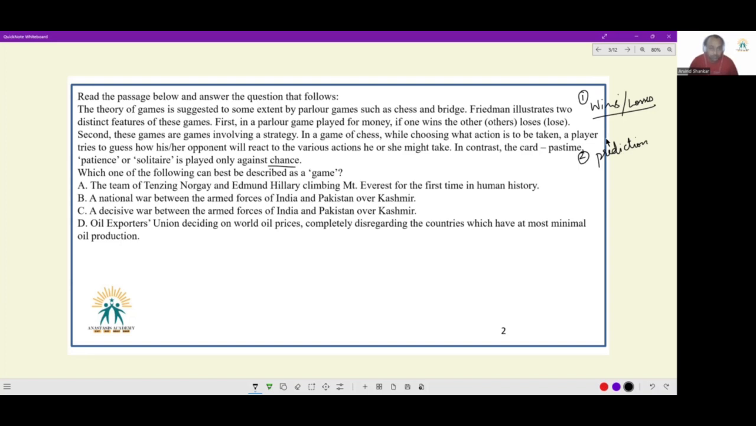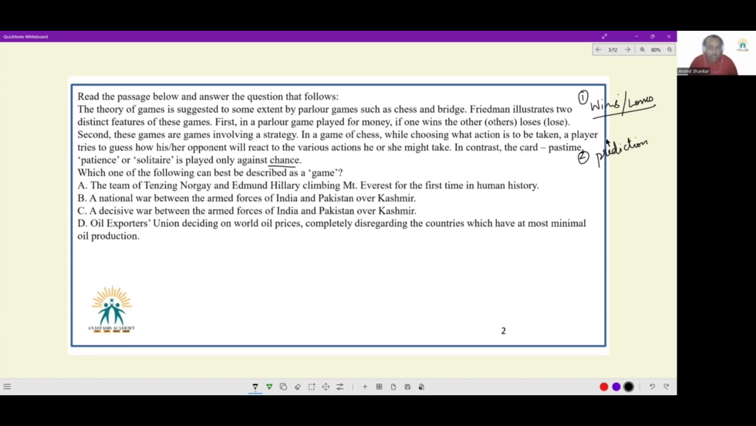Let's go. Which of the following can be best described as a game? We would be looking for an instance where there is an indication of win or a loss, and there is also an indication of prediction of the other side's behavior. First one, the team of Tenzing Norgay and Edmund Hillary climbing Mount Everest for the first time in human history. Now, you could at least classify that as a win or loss. If they do end up at the top of the Mount Everest, it would be classified as a win. If they don't, it would be classified as a loss, maybe.